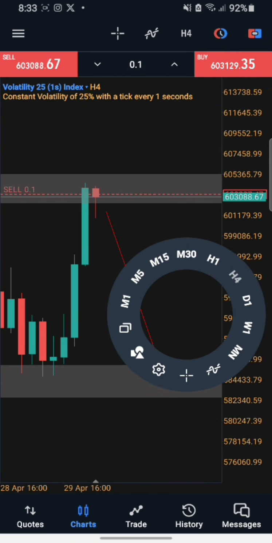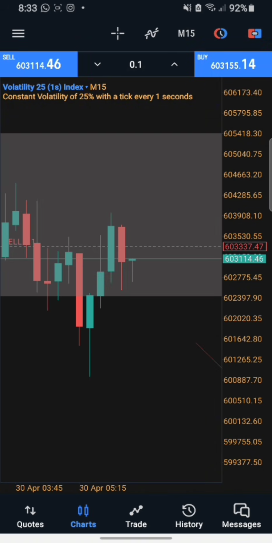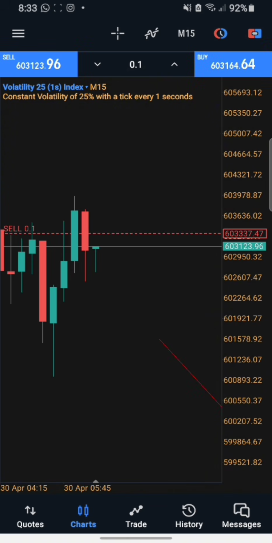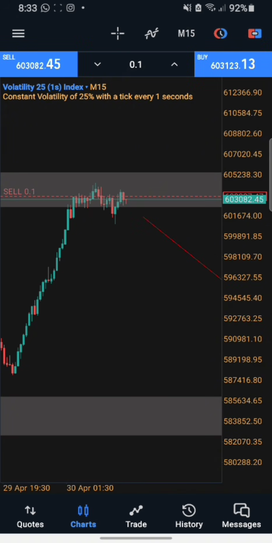So this was kind of a double top. So as you can see, that was the second top that was formed. The first top is over there on the left side. So double tops are traded. We aim for sell signals. As you can see, the market sold.